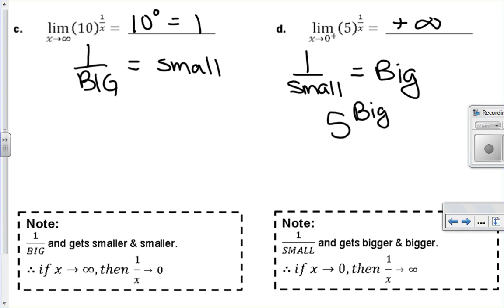So you can see looking at these limits from either a number perspective or a graphing perspective will really help you out.